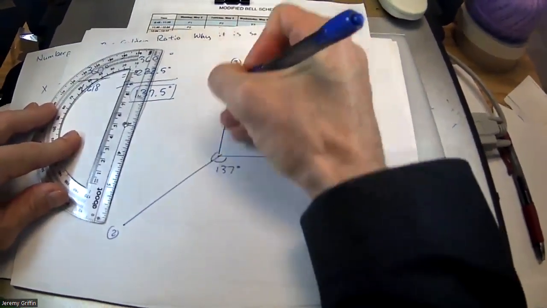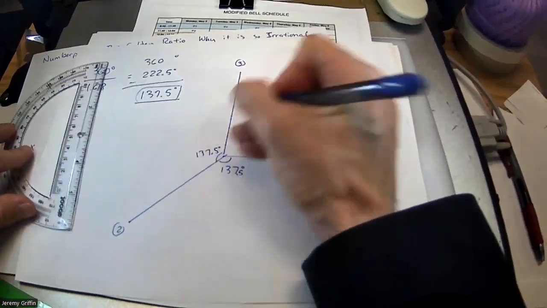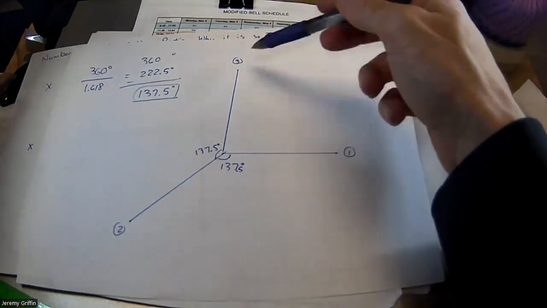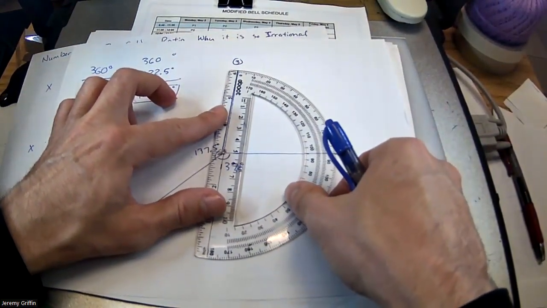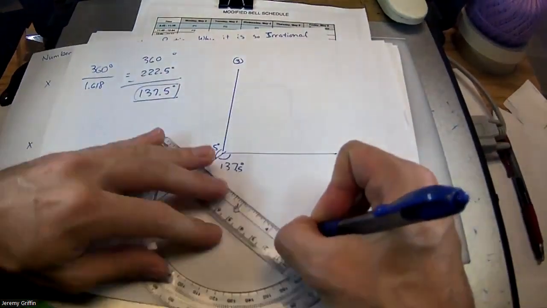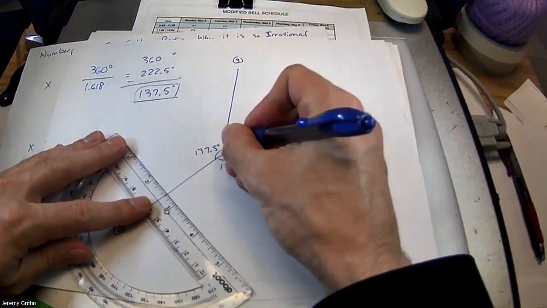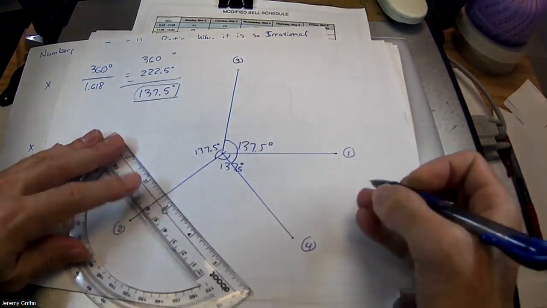That's petal number 3. I'm going to pick up from the third petal, zero that one out, and sweep out another 137.5 degrees. Right there. Boom. So this angle here is 137.5 degrees. This is my fourth petal.